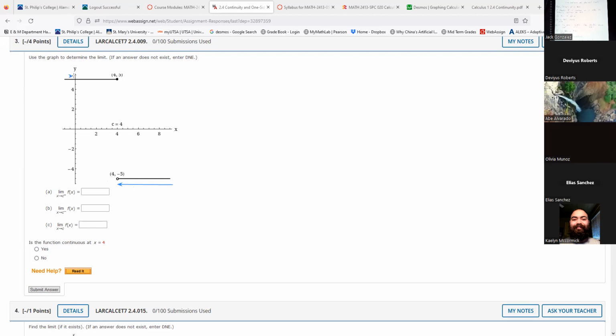From the left, what do we got? I don't know why it's cut off, but it's going to be 5 from the left, -5 from the right. If they are not the same, what does that mean for the actual limit? It doesn't exist. Yeah, exactly. D and E.